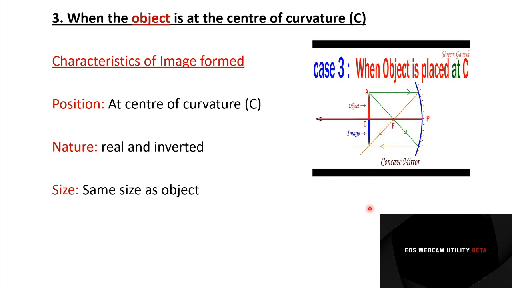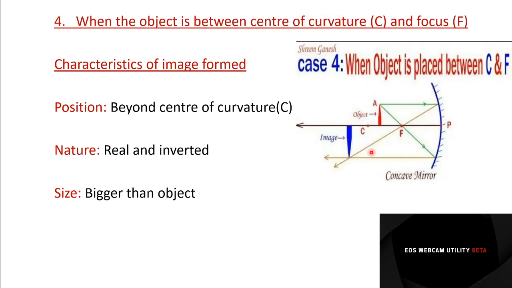May I remark something here, children? Please remember this. It's only when the object is at the center of curvature that you get the image also to be at the center of curvature. No other positions. So you get same distance of object, same distance of image, same size object and image. This is the only position where you get object and image to be formed at the same distance from the mirror. This is the only position also where object and image will be of the same size. No other position of object.